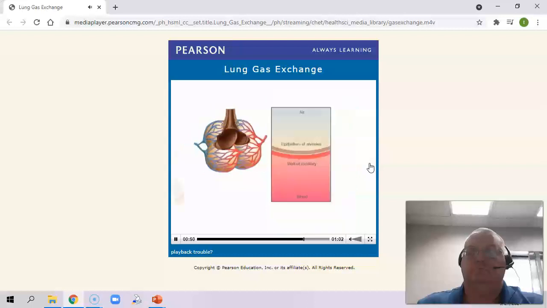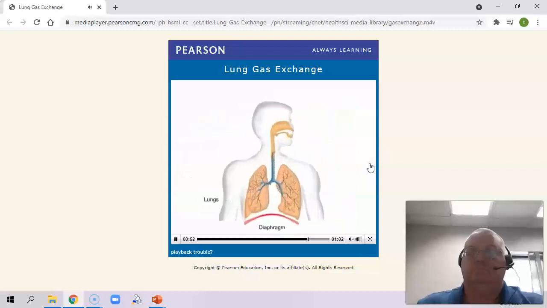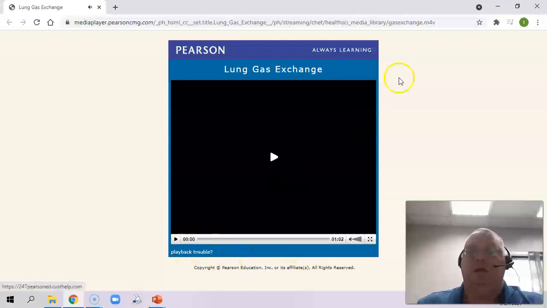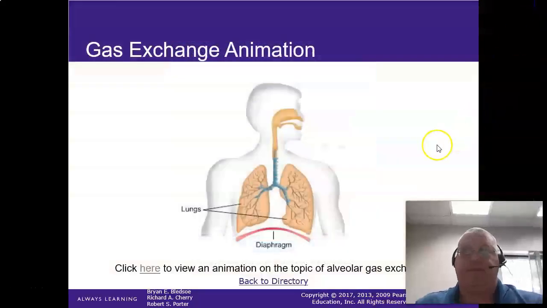The bloodstream distributes the oxygen from the lungs to the tissues that need it. The bloodstream also delivers the carbon dioxide from the tissues that generated this waste product to the lungs for expulsion. So it's really important to understand about that.